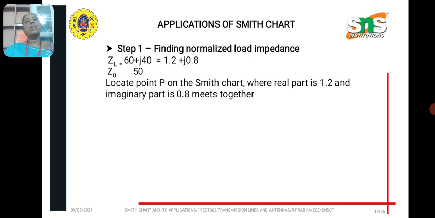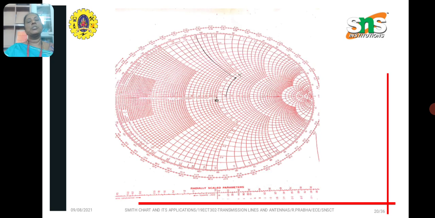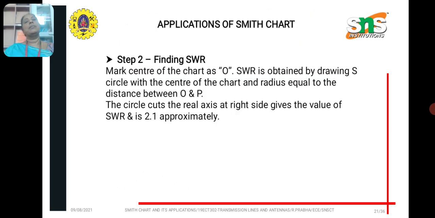So we have to locate the point P on the Smith chart, where 1.2, the real value, is taken from the real axis, that is in the middle of the Smith chart, and in the imaginary circle it is inductive reactance, so we have to find it from the upper half. Both will meet at point P, which is marked as the load impedance as shown in the diagram.